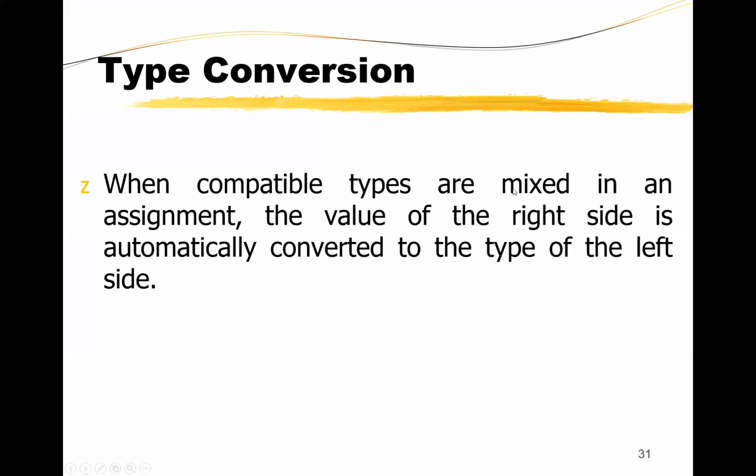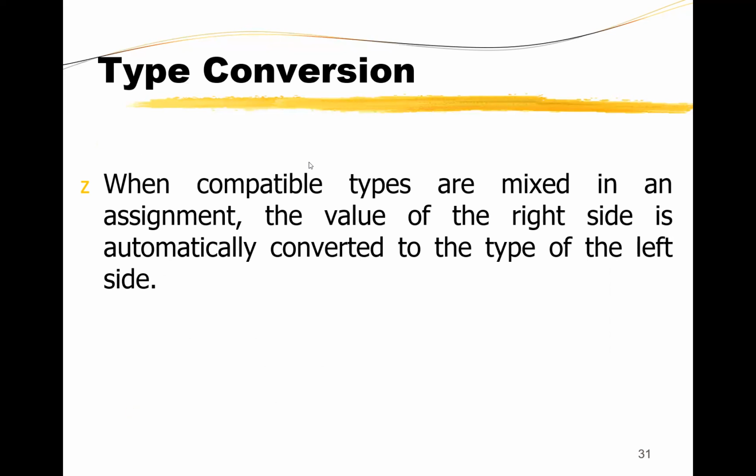Here, when compatible types are mixed in an assignment, the value of the right side is automatically converted into the type of the left side. Right, then when compatible types are mixed in an assignment, the value of the right side is automatically converted to the type of the left. Right, now that is how the automatic type conversion happens.